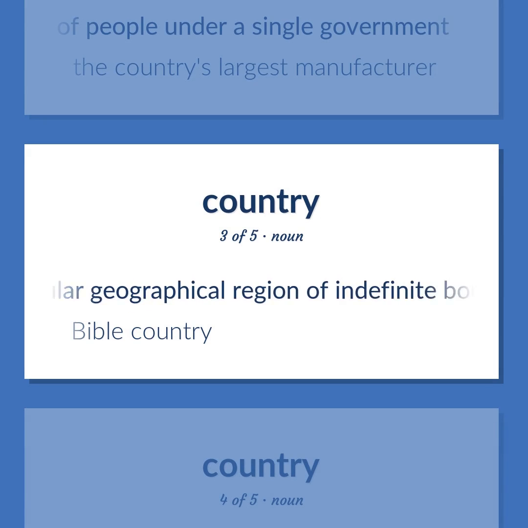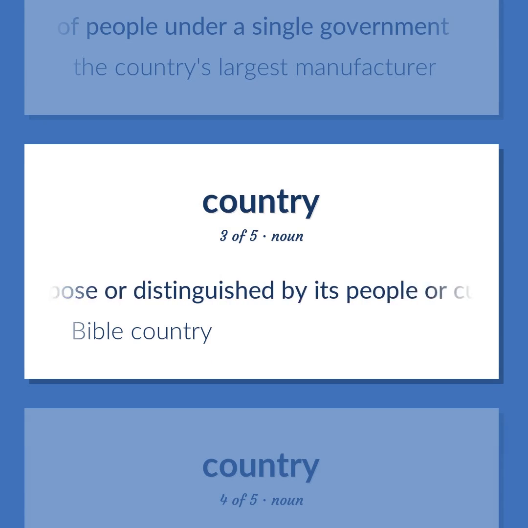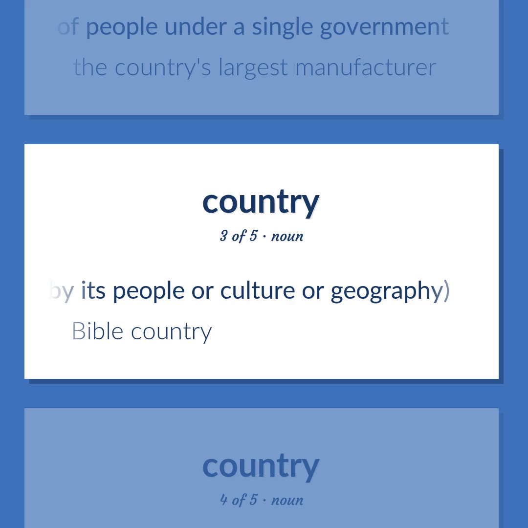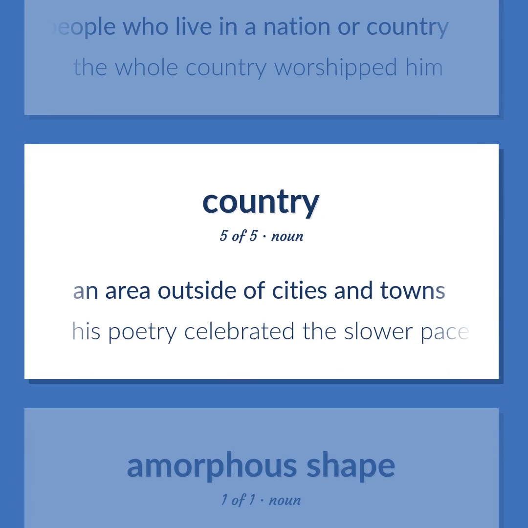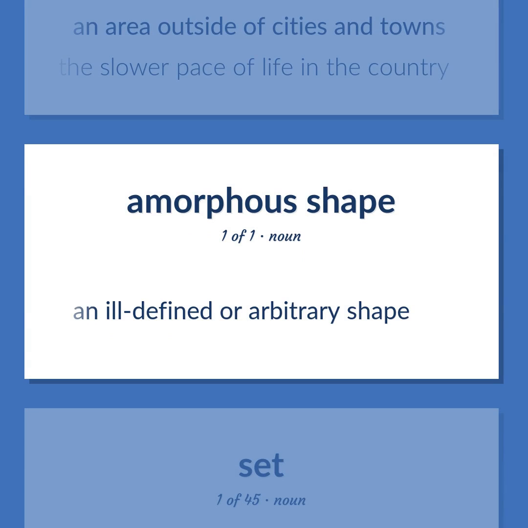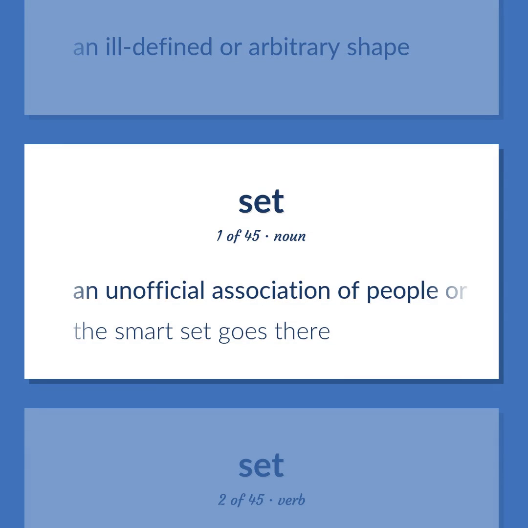A particular geographical region of indefinite boundary, usually serving some special purpose or distinguished by its people or culture or geography. Bible country. The people who live in a nation or country. The whole country worshipped him. An area outside of cities and towns. His poetry celebrated the slower pace of life in the country. An ill-defined or arbitrary shape. An unofficial association of people or groups. The smart set goes there.